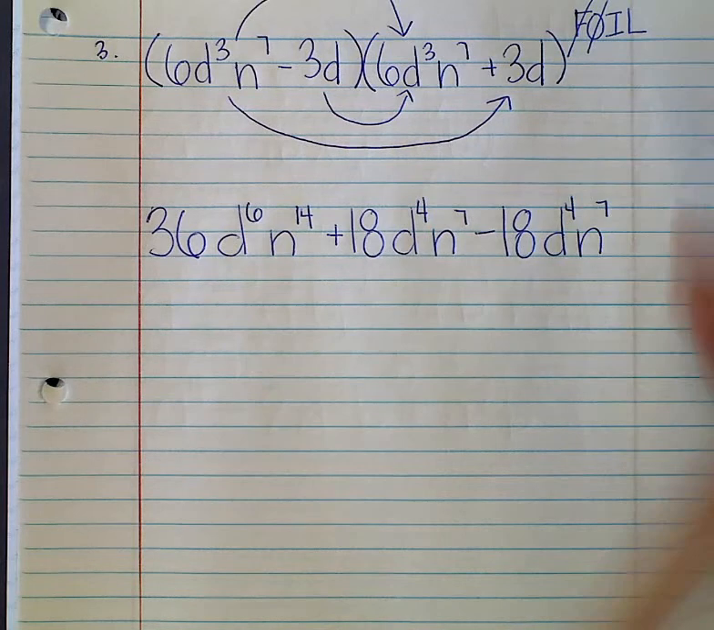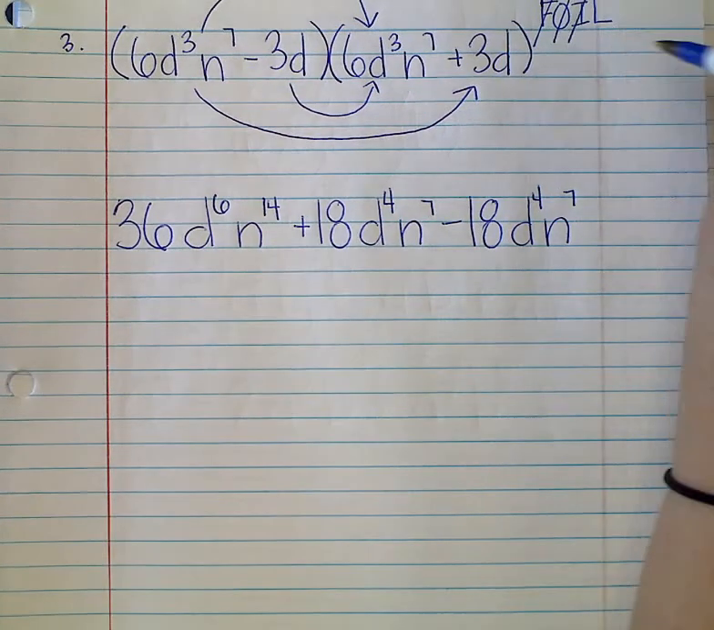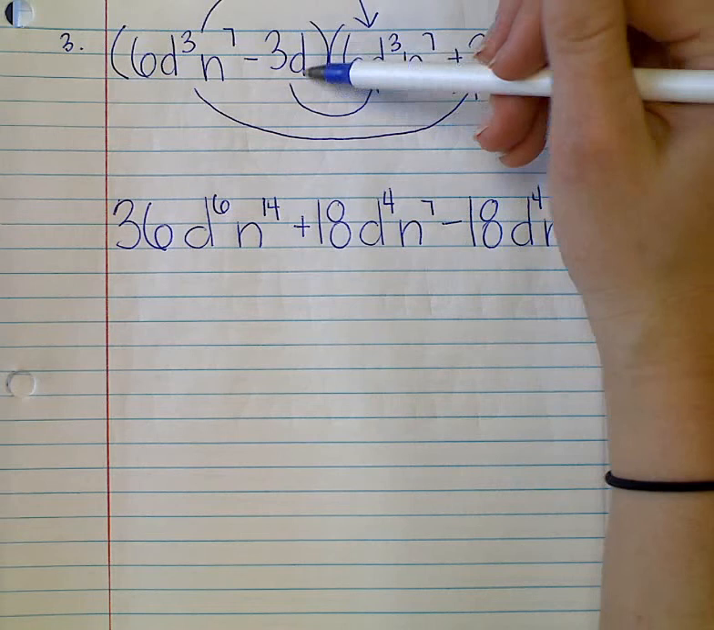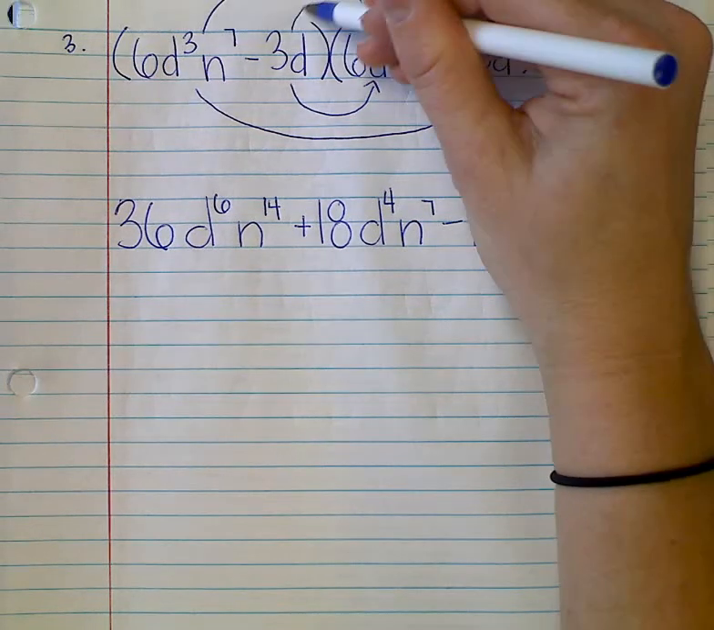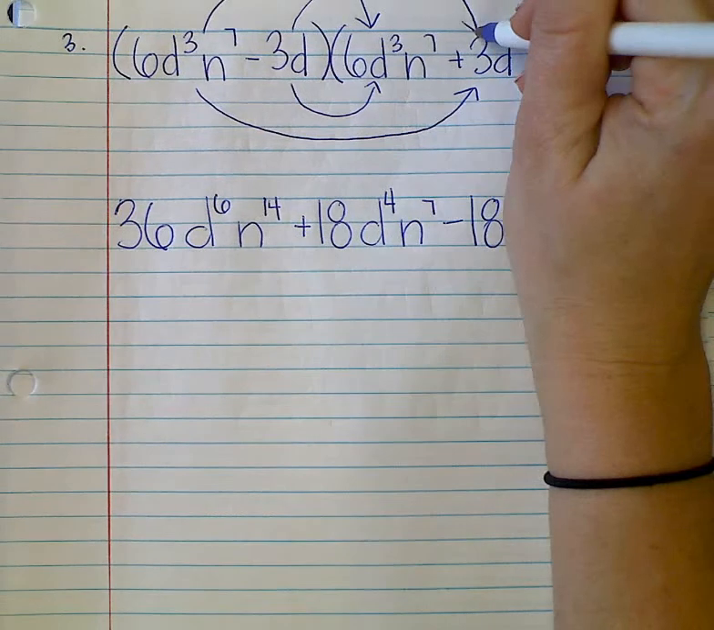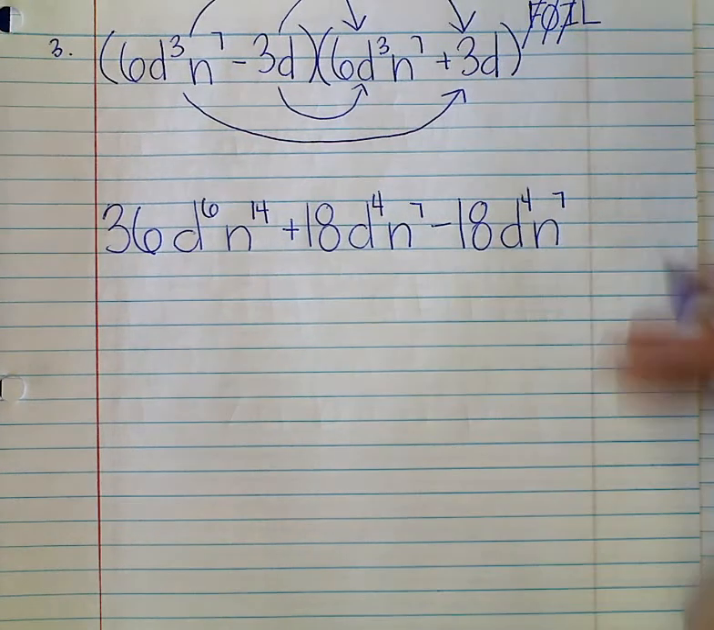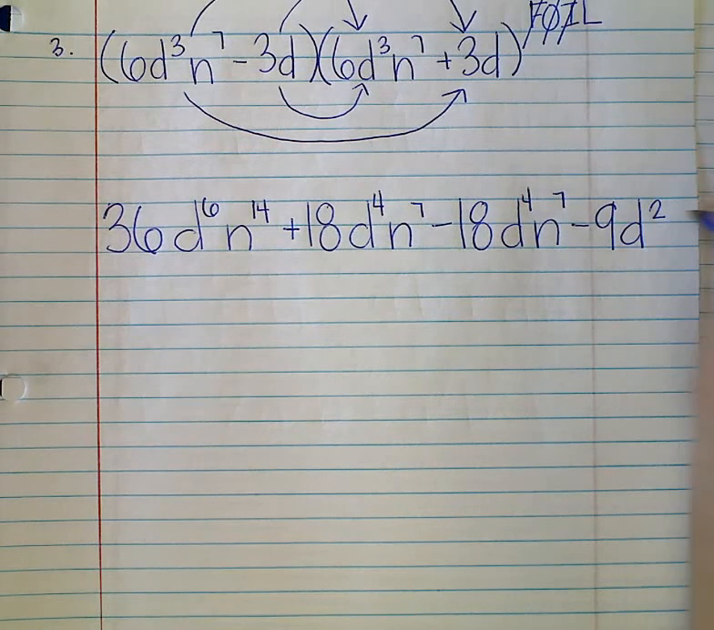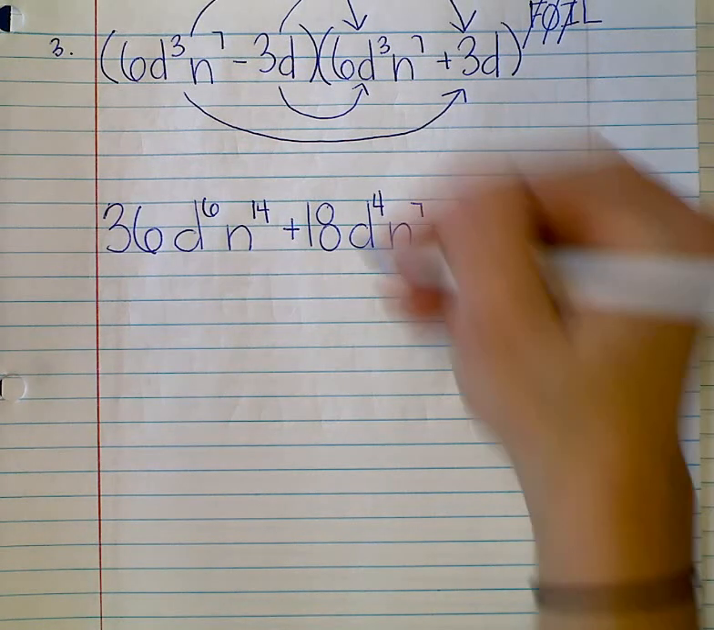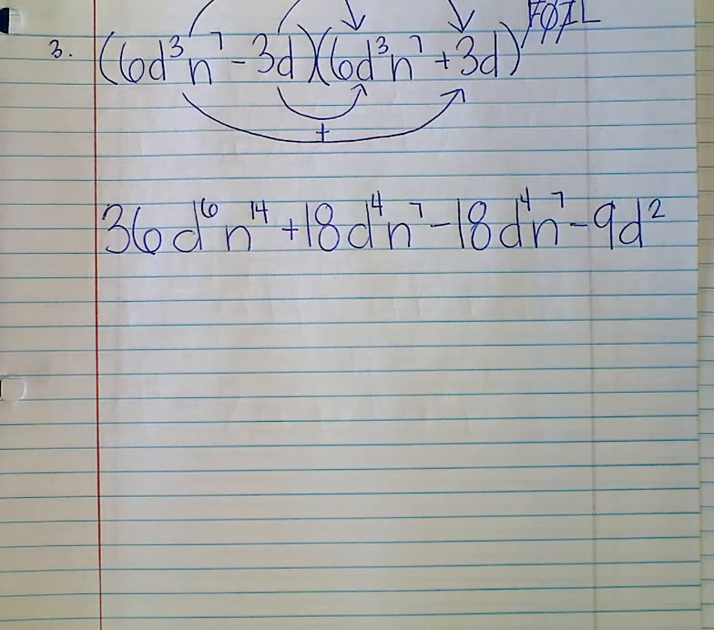Finally, we have our last terms. The last term in your first binomial is negative 3d. The last term in your second binomial is 3d. Negative 3 times 3 is negative 9. And d times d is d squared. Don't forget about your little man's dimple. We have to add the like terms.